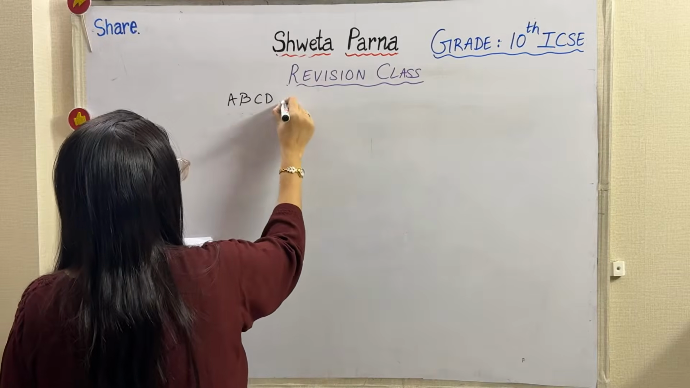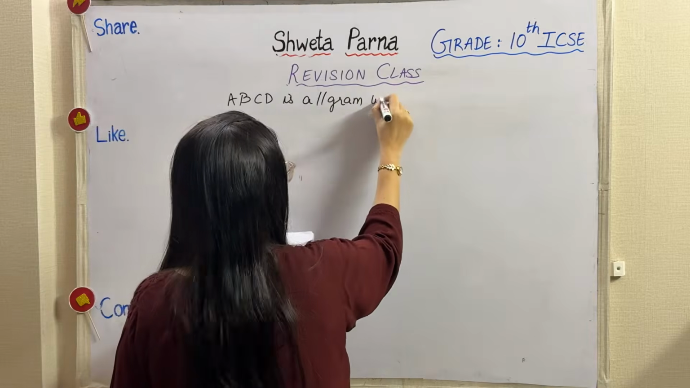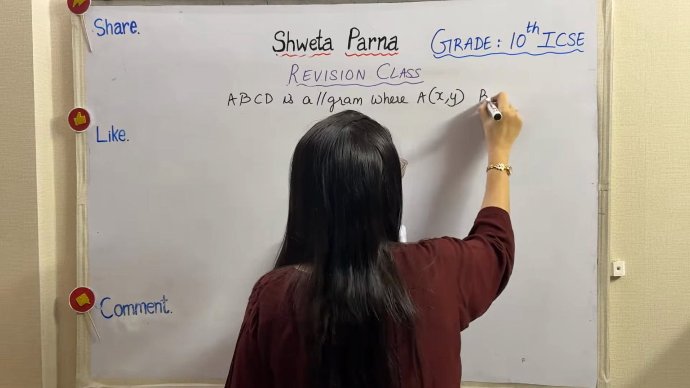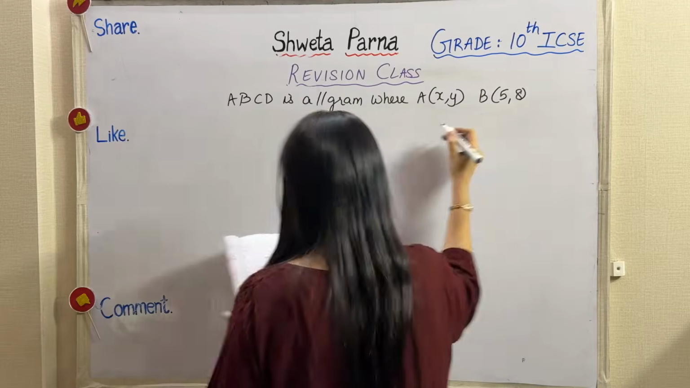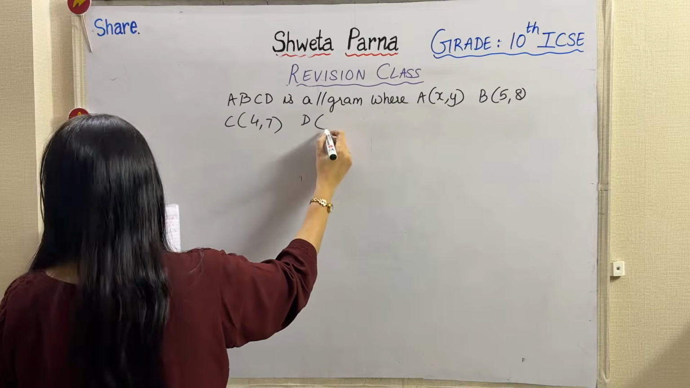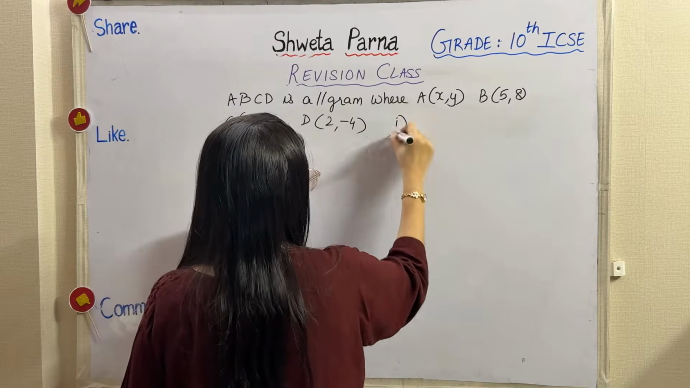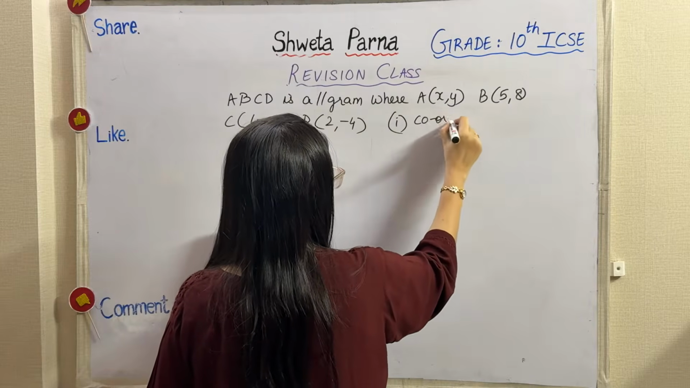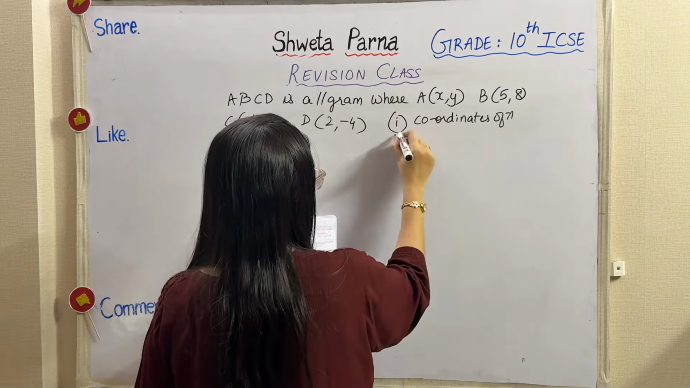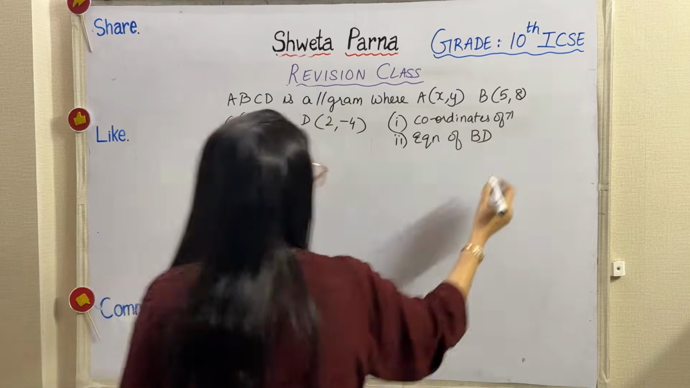ABCD is a parallelogram where A is (x, y), B is (5, 8), C is (4, 7) and D is (2, -4). First, you have to find the coordinates of A. Second, you have to find the equation of line BD. Come on, solve this.